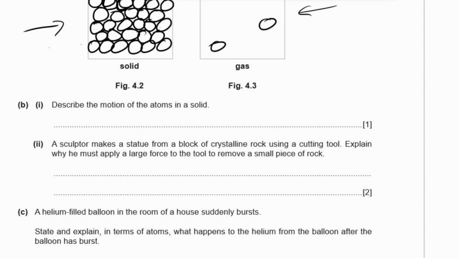B1. Describe the motion of atoms in a solid. Well, look at the solid. Not much in the way of motion. All they can do is vibrate about fixed positions.